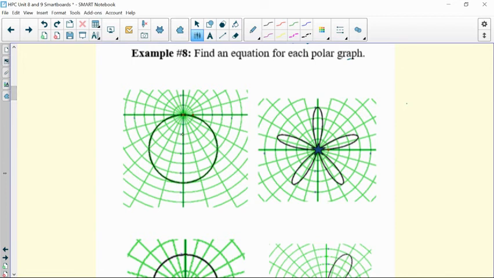So let's see, 1, 2, 3, 4, 5, 6, 7. So the diameter is 7. It's in the negative sine direction. So I would say negative 7 sine of theta. Now this one starts in the middle, so I know it's a sine function. It's a rose. The petals are 1, 2, 3, 4 long, and there are 5 of them. So 4 sine of 5 theta would give us that graph.